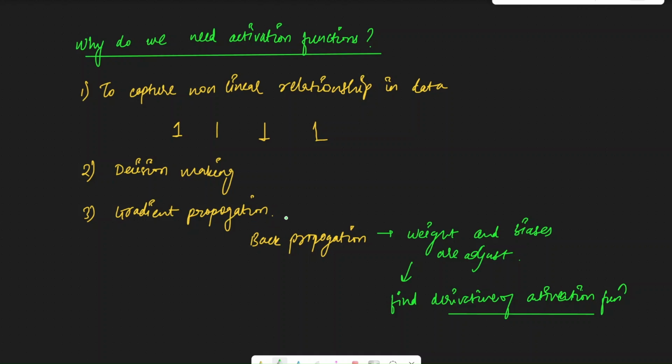So the three main reasons for using an activation function are to capture nonlinear relationship in data, help in decision making, and for gradient propagation. In my next video, I will be discussing the different activation functions.